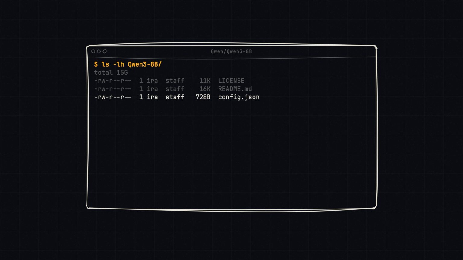Then the tokenizer files, the dictionary between your words and the model's numbers. So what you downloaded is a flat pack, parts and a manual. Nothing in this folder can run. Something has to read the manual, assemble the machine in memory, and operate it. That something is called an inference engine, and your choice of engine changes everything.